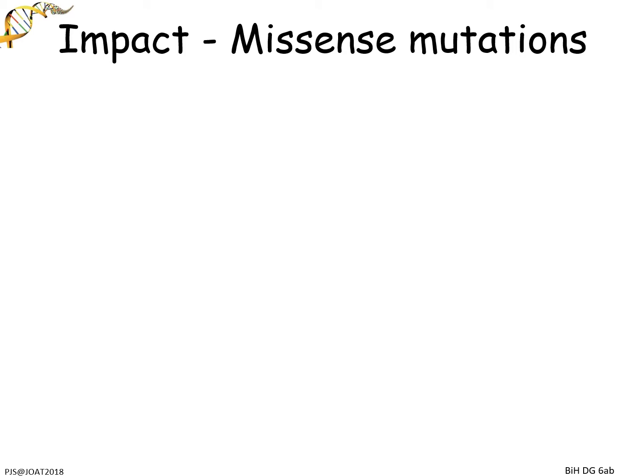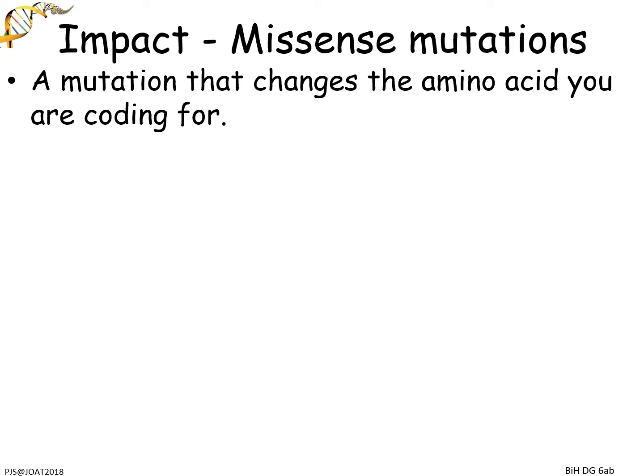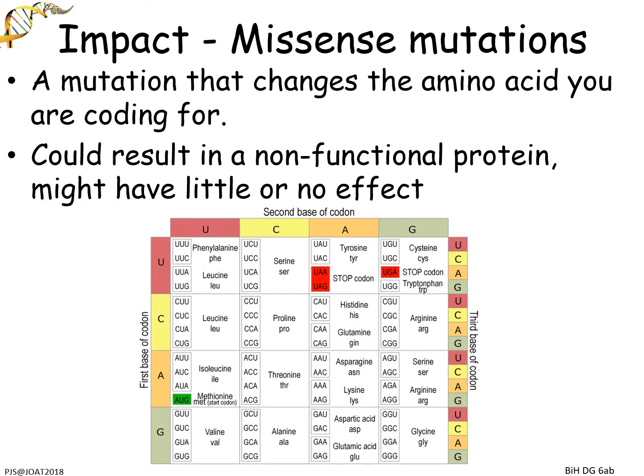Okay, so when we're talking about impact, we're saying what happens when you actually change that letter. In a missense mutation, you're changing the amino acid you're coding for. If we look at this table, this is a codon one, because we can tell it's RNA because we've got U's in here rather than T's. So say I had something that was originally CUU, and I changed the middle letter. So instead of CUU, I now said CCU. That would change it from this amino acid, leucine, to this amino acid, proline.